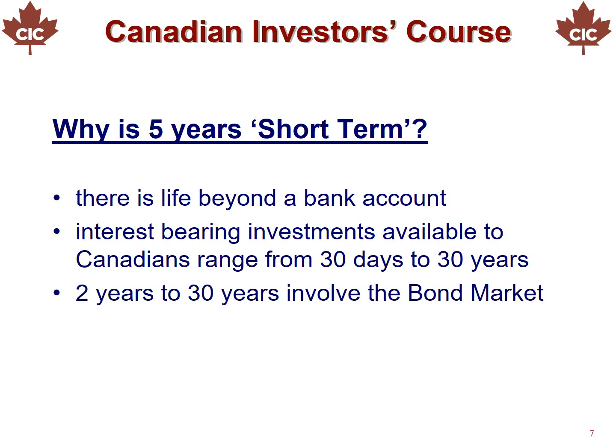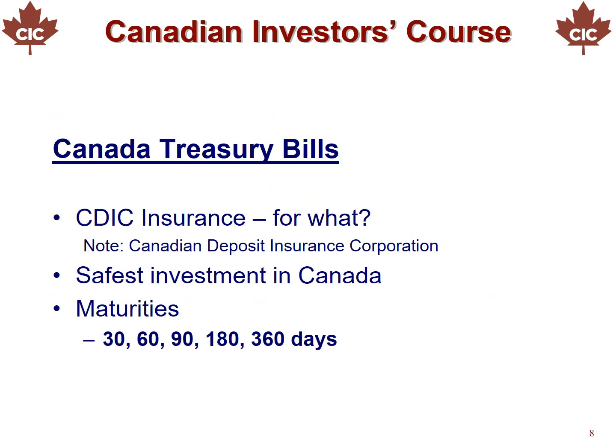Investments of 1 year or less are really considered cash and cash equivalents. Anything from 2 years to 30 years moves over to the bond market. Let's look at Canada Treasury bills first.